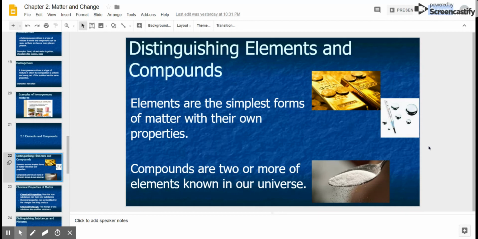And compounds are substances that consist of two or more elements. Simple examples are, like I mentioned earlier, salt, sugar, water, and there are going to be other compounds that you're going to be learning pretty soon. But until then, just know these two differences and how to distinguish between an element and a compound.